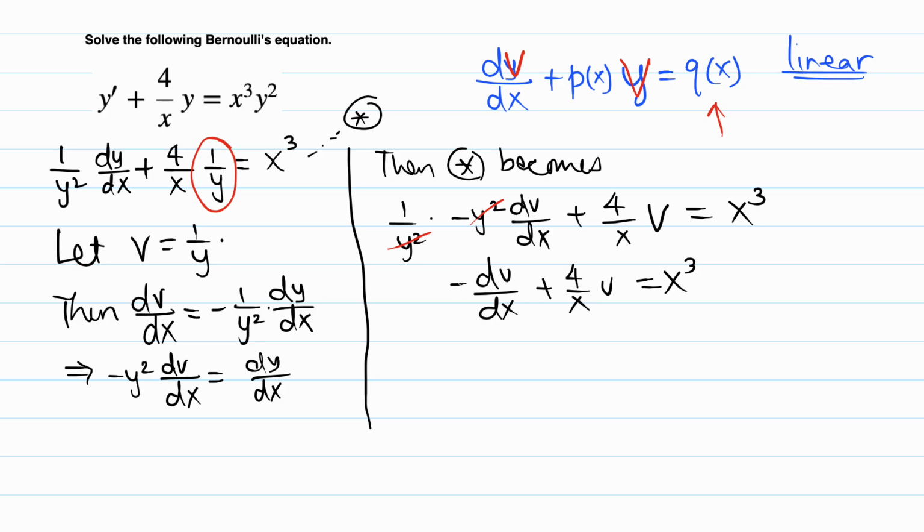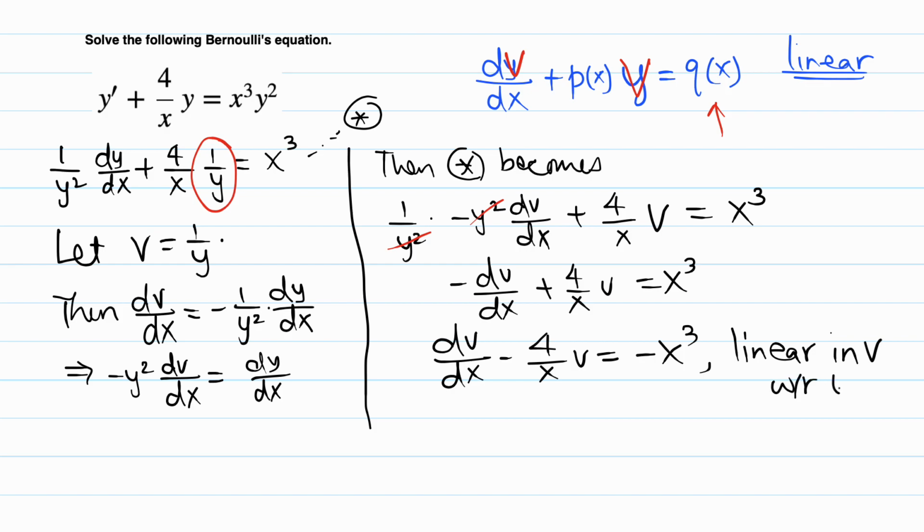But we need to get rid of this negative so that we can find the integrating factor, so multiply through by negative 1. So dv over dx minus 4 over x v equals minus x cubed.